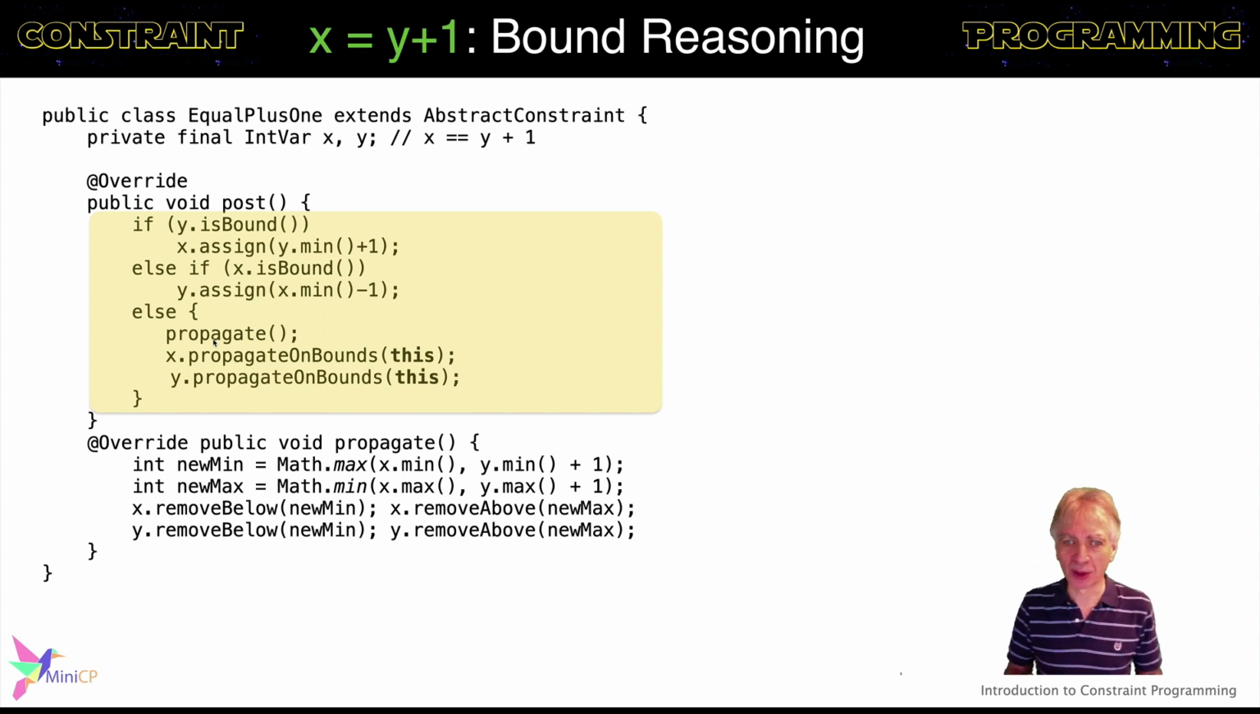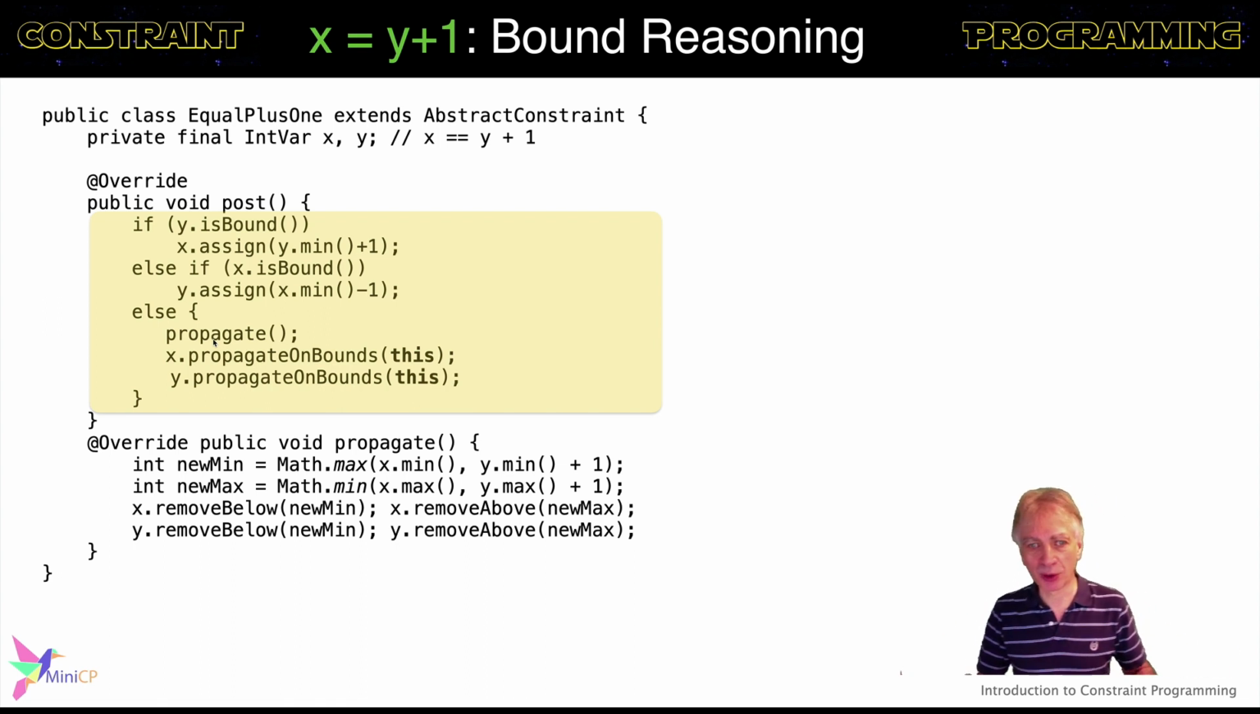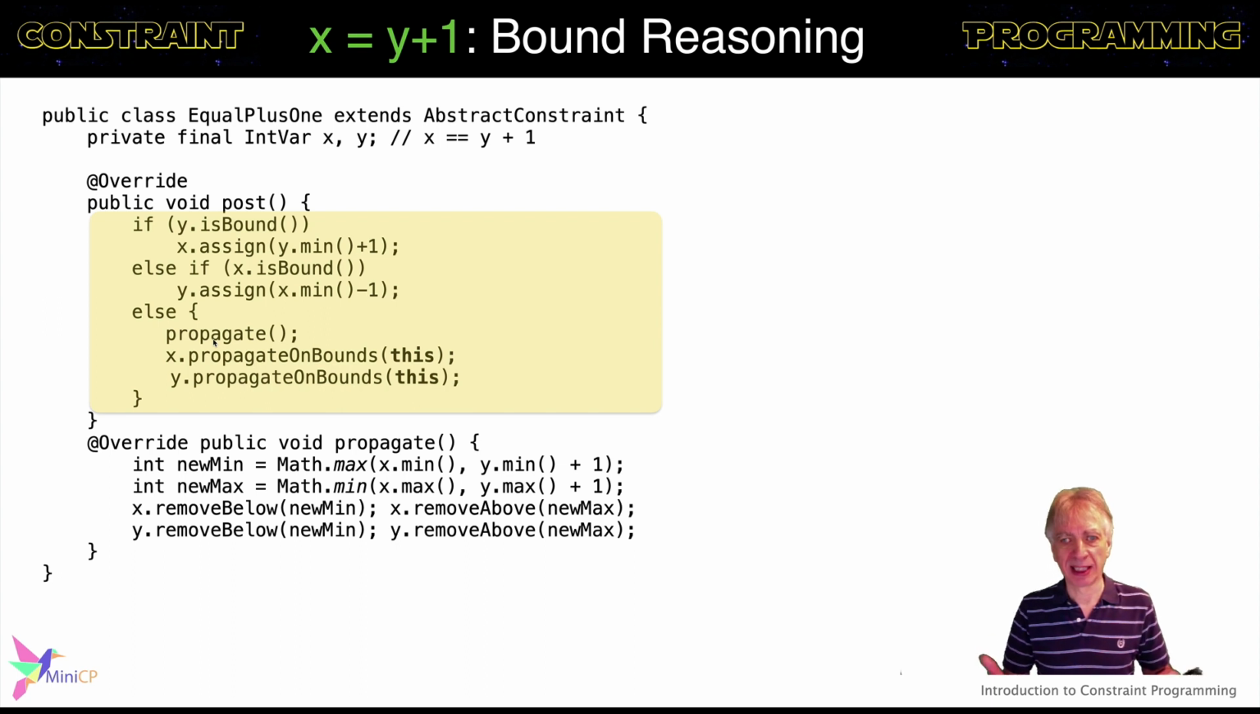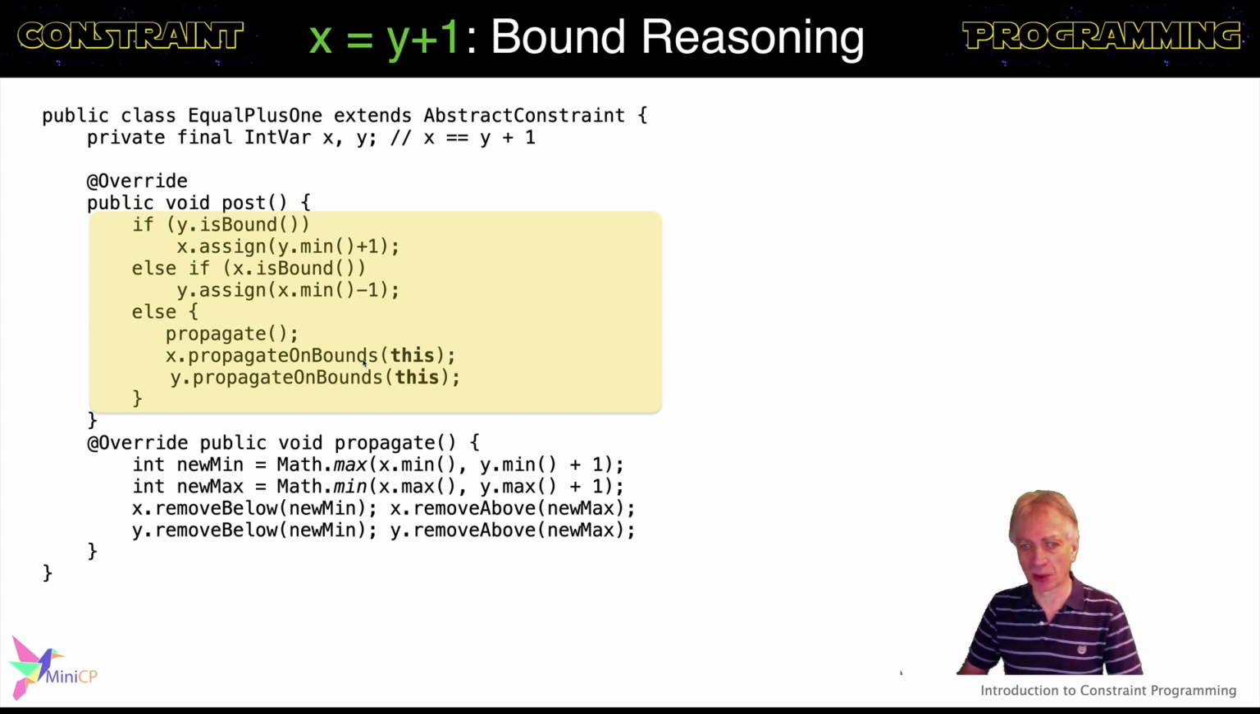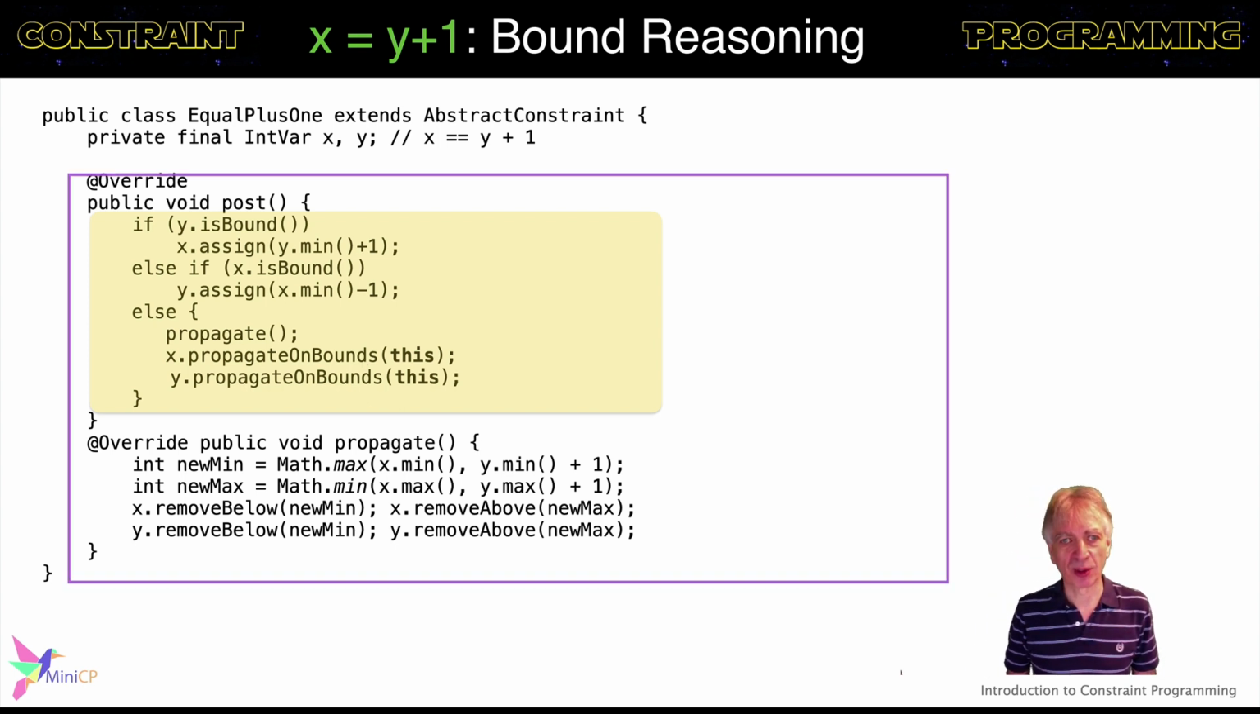But this time you don't link them when x or y become bound. What you're doing is saying, you have to propagate this constraint every time the min or the max of x, or the min or the max of y, changes. So this is the propagate on bounds method that you see there. Every time the min or the max of x changes, you're going to propagate the constraints, and similarly for y. Now the propagate method here is also extremely nice.